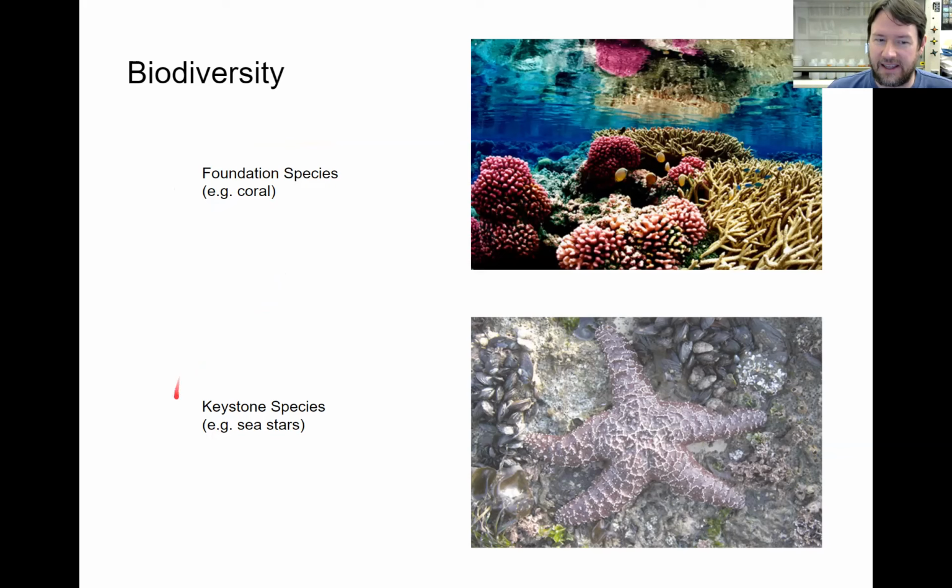Another example of the importance of biodiversity: sometimes we have keystone species, which aren't particularly common in a community, but they can regulate the structure of the community by their activities. And a good example of this is sea stars. Predation from sea stars actually keeps the intertidal species in check, and they prevent competitive exclusion from happening because the population never gets big enough to compete.